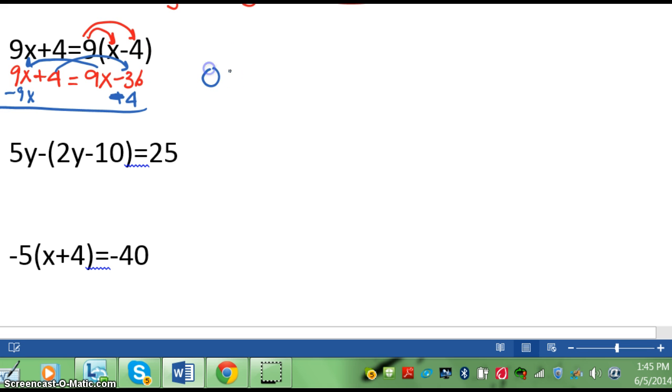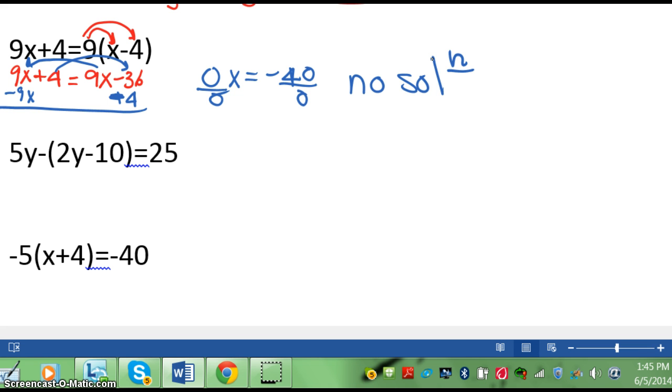Now we have 0x equals negative 40. Divide by 0, divide by 0, and we know that we cannot divide any equation or any real number by 0, so you'd write no solution. There's no real number that will make 9x plus 4 equals 9 times the quantity x minus 4. So in this case, there'll be no solution or no real number.